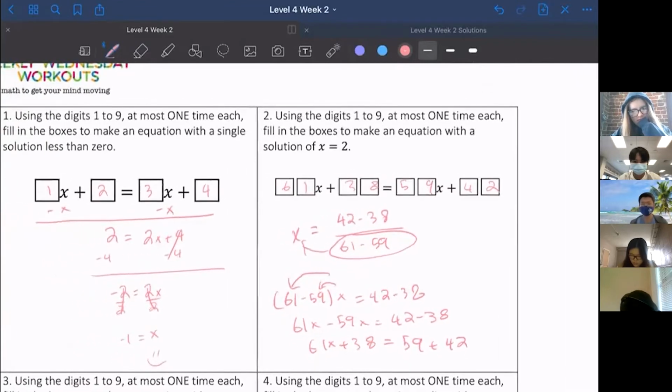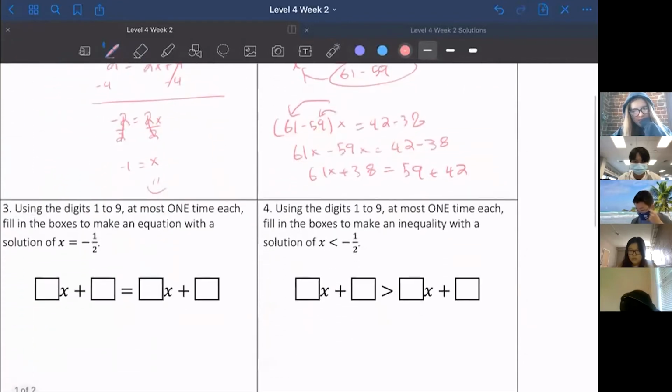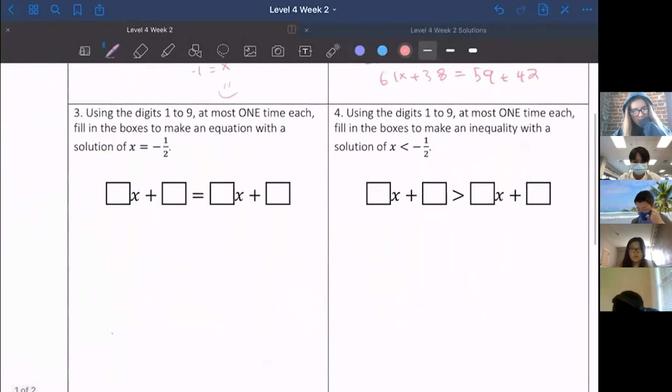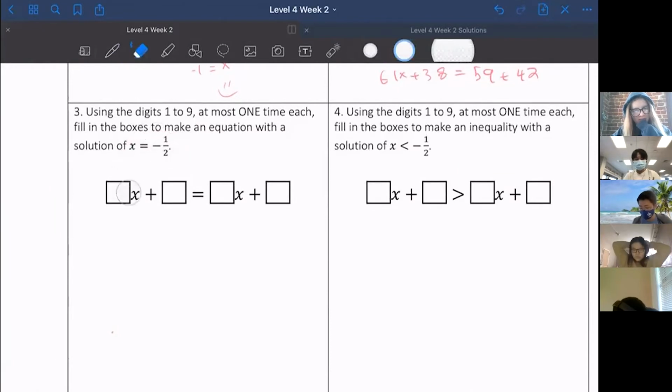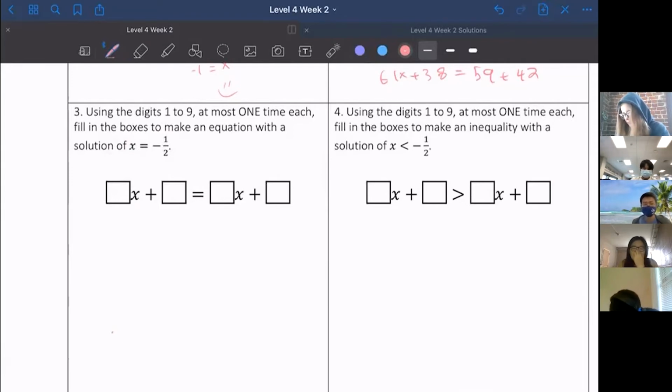But like I said, number 2 is kind of hard compared to some of the other ones. So I think we should try out number 3 maybe. So number 3, again, we have to make an equation with one solution. But the difference here is that we only have 4 boxes. So it's a little less options. I think that makes it easier. So you guys could try out this one. Just remember, we have a digit in each box. They have to be different. And in the end, we want x to equal -1/2.